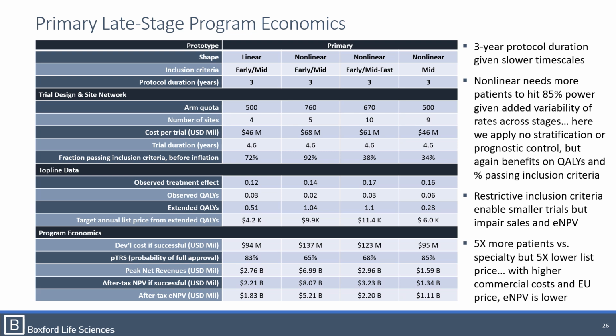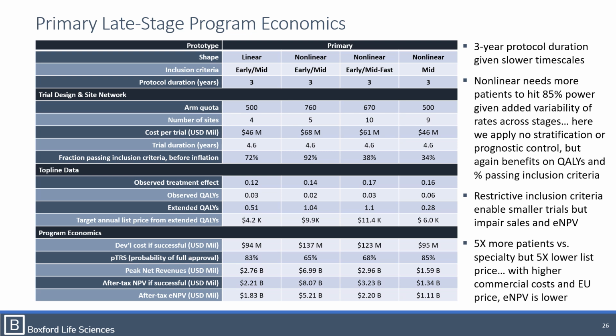But what we find is in nonlinear disease, yes, we still have advantages: more patients pass the inclusion criteria. We still see an improved benefit under cost effectiveness because we effectively start treatment earlier. But when we have a more variable patient population in the trial, not just timescales varying across individual patients, but also across individual stages of those patients, whether they're early versus mid-stage disease, we find that we need a significantly larger trial in order to hit 85% power in nonlinear disease than we do in linear disease.